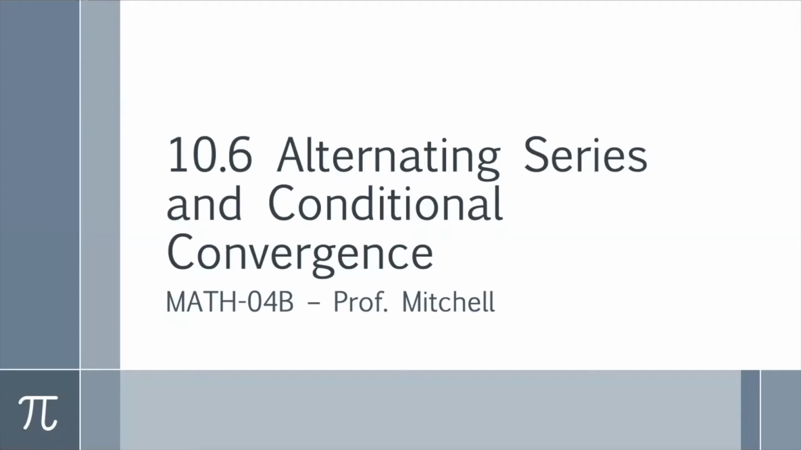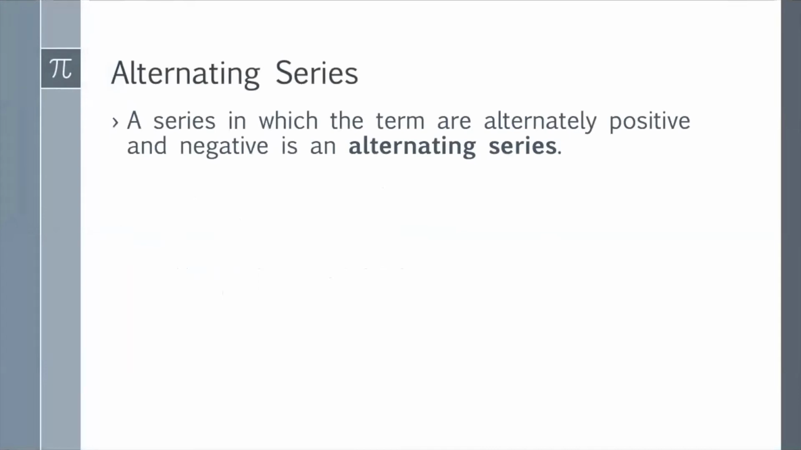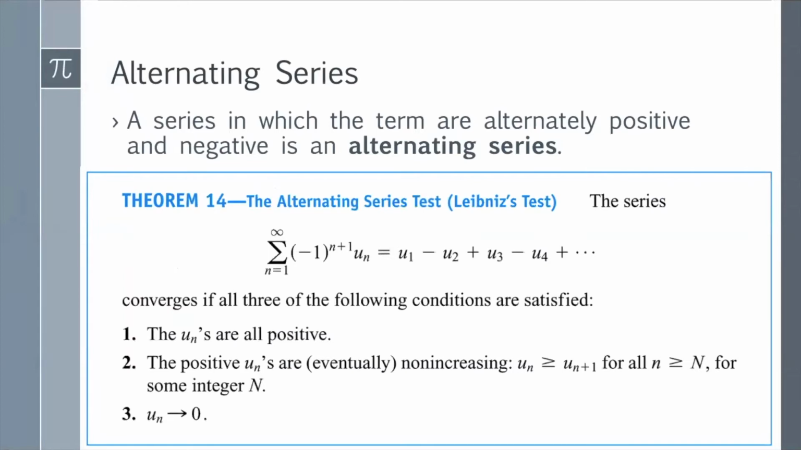We're continuing with Chapter 10, and today we're looking at Section 10.6 on alternating series and conditional convergence. All right, an alternating series is a series in which the terms are alternately positive and negative. That sounds logical enough. And it turns out it's pretty easy to determine whether an alternating series converges. So this is called the alternating series test, or Leibniz's test.